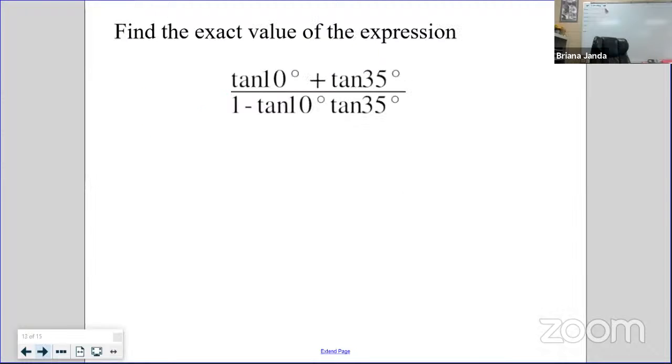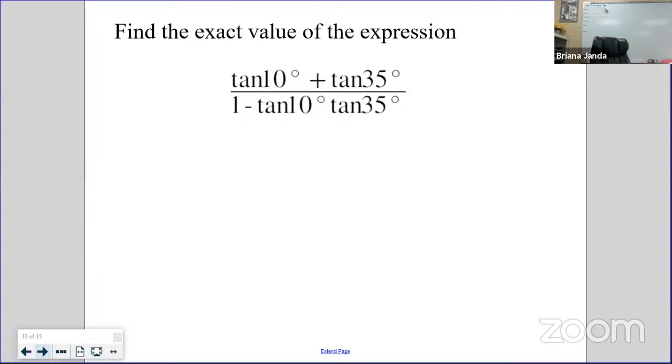Okay, let's look at one going the other direction. Tangent of 10 degrees plus tangent of 35 degrees over 1 minus tangent of 10, tangent of 35. This is your matching game. Go to your formula sheet.